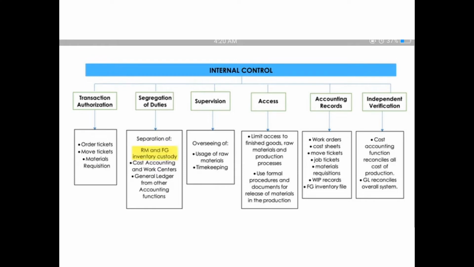The second type is segregation of duties. The separation of raw materials and finished goods inventory custody. We have here the cost accounting in work centers, and the general ledger from other accounting functions.